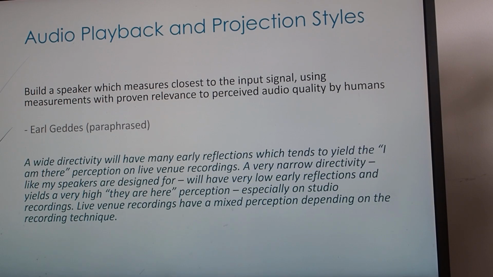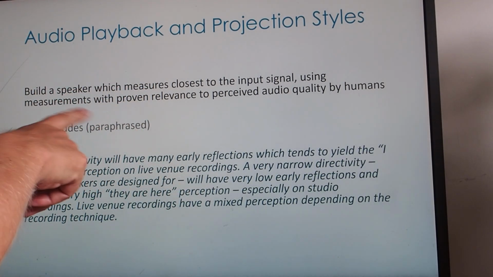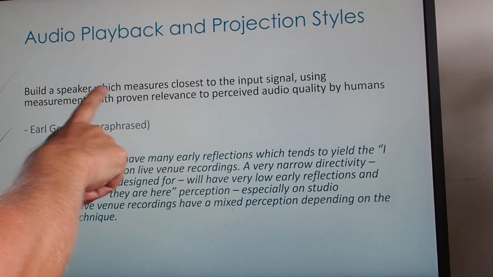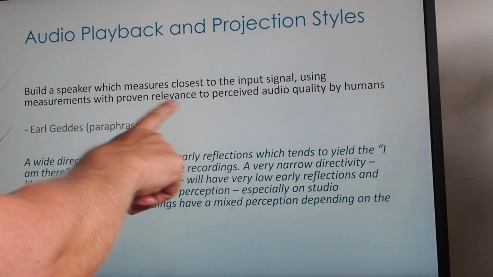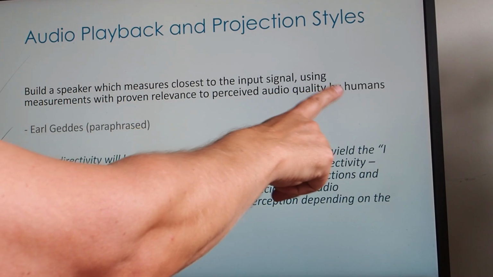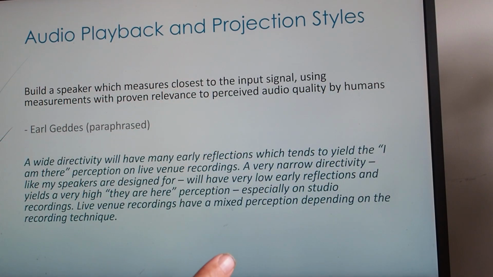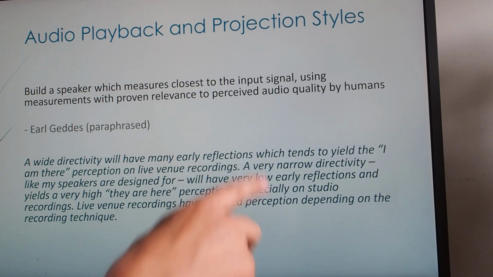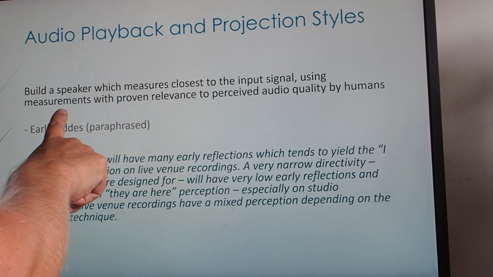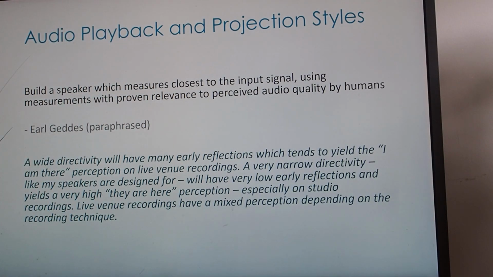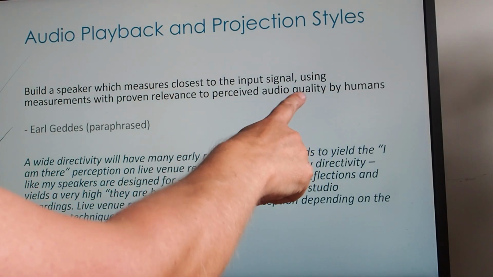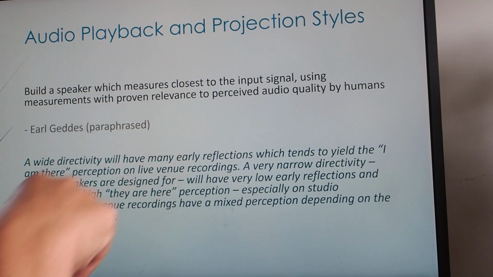Let's see Earl Geddes. So he's in the accuracy camp. Let's look at his comments. Build a speaker which measures closest to the input signal using measurements with proven relevance to perceived audio quality by humans. So this is what a lot of people in the accuracy camp are not doing, using measurements with proven relevance to perceived audio quality by humans. Not by microphones, by humans. This is, I think, a very valid approach.